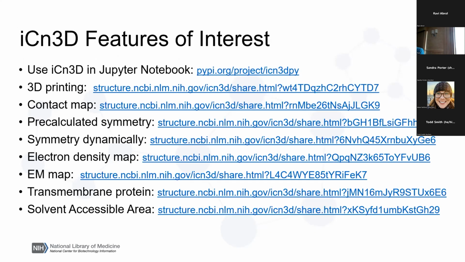And then iCn3D has so many other features that I'm sure a lot of you are aware of. Some of these are easy use in Jupyter notebooks, 3D printing capability, great contact maps, pre-calculated symmetry, symmetry dynamicality, electron density maps, protein analysis, solvent accessible surface area, and more. And development is ongoing, so this list will just keep getting longer, which is great.